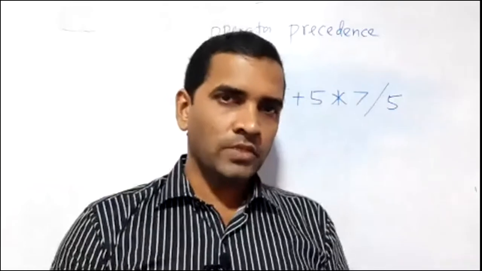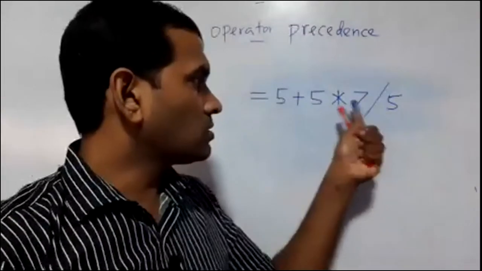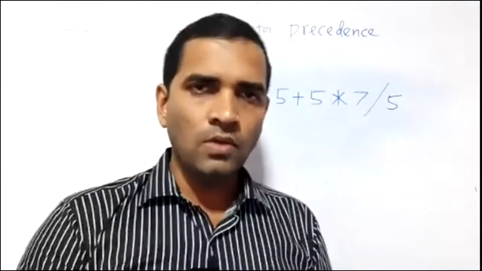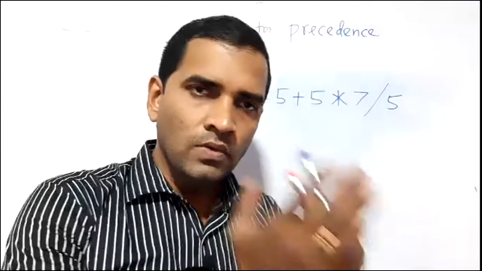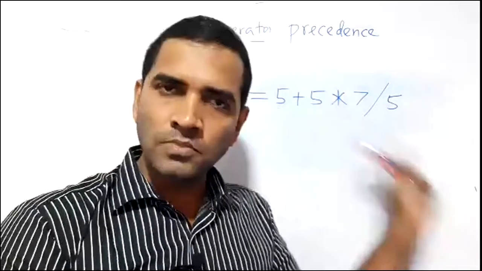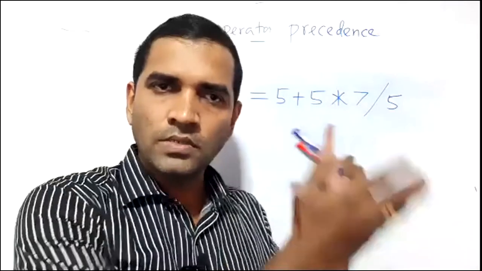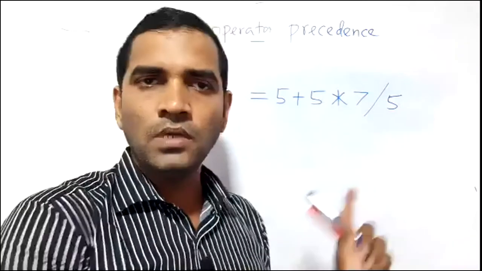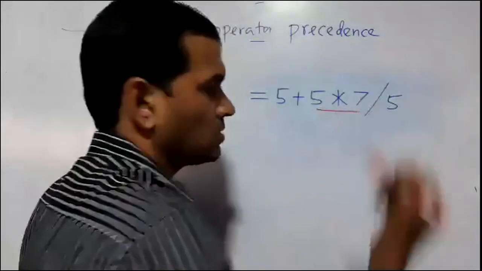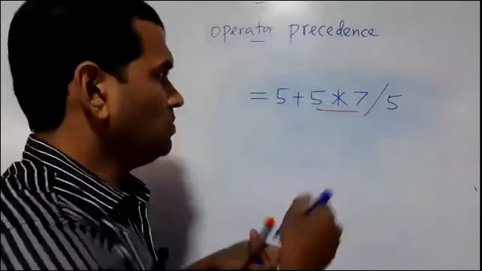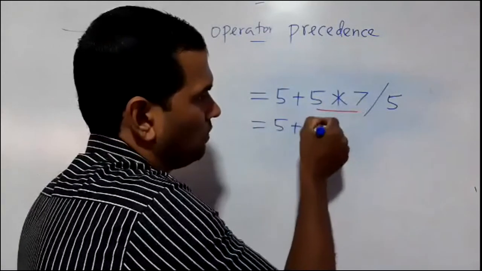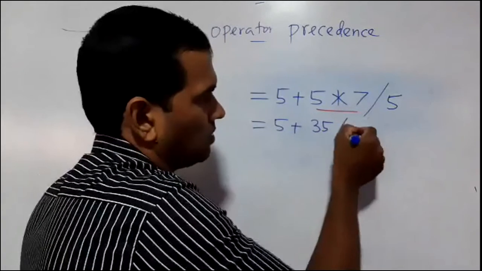Which has the highest precedence? Both, right? Both asterisk and division have equal priority. But even though they have equal priority, in this formula, asterisk comes first. Asterisk is placed prior to, or in front of, division. So treat that asterisk first. Okay. So now I need to perform this one. So 5 plus, look here, 35 divided by 5.